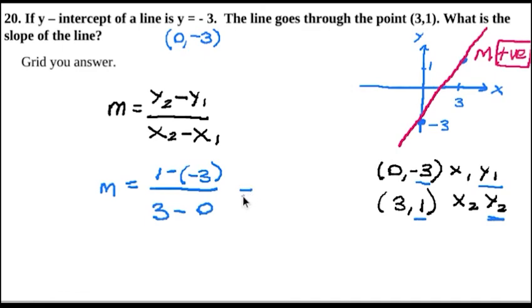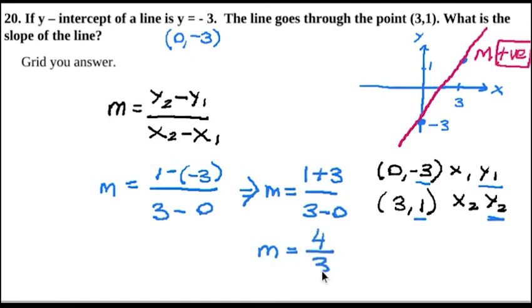So we've got to be careful with our signs. So just be very careful here. So minus 3 is a plus 3. So we'll have 1 plus 3 over 3 minus 0. And minus 0 means it doesn't have an effect, we'll have the same number. So we'll have 4 over 3. And that's our answer.